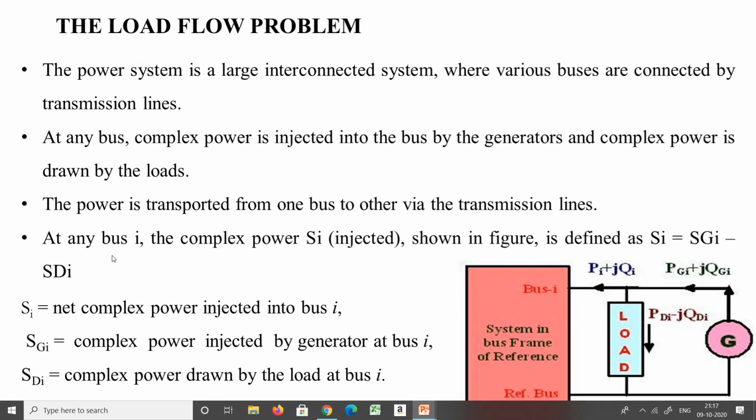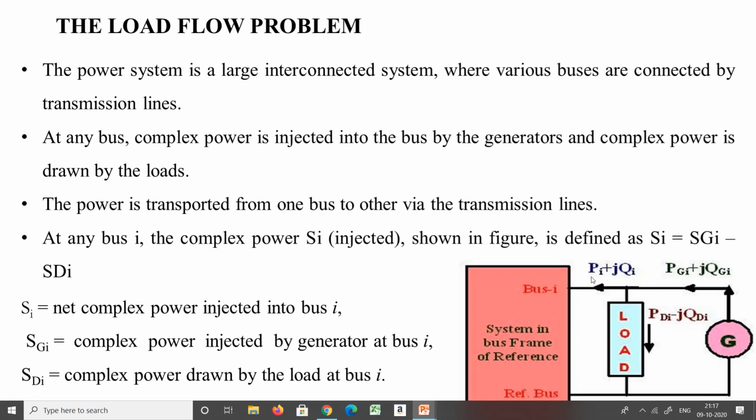How to find the load flow problem? From the block diagram, the power system is a large interconnected system where various buses are connected by transmission lines. At any bus, complex power is injected by a generator and drawn by the load, so P plus jQ.